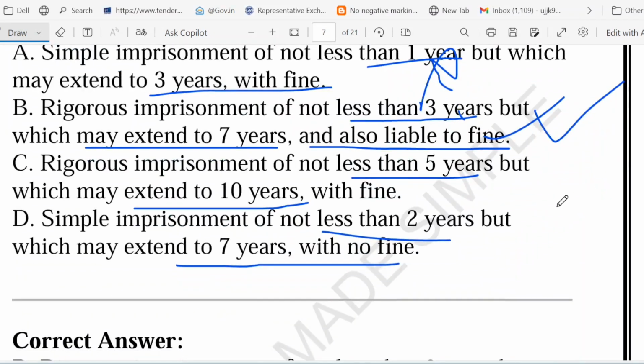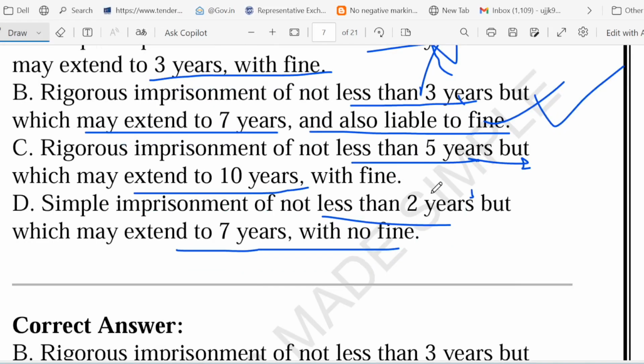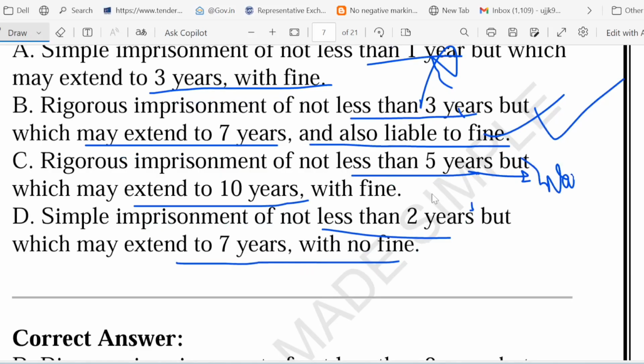Option C says rigorous imprisonment of 5 to 10 years with fine. This looks attractive because sometimes people remember 10 years. But that is a special case, only for certain offenses like narcotic cases under the NDPS Act. In the general case, it is 3 to 7 years. And option D says simple imprisonment of not less than 2 years, which may extend to 7 years with no fine. Again wrong, because the imprisonment is rigorous, not simple, and the fine is definitely applicable under PMLA.